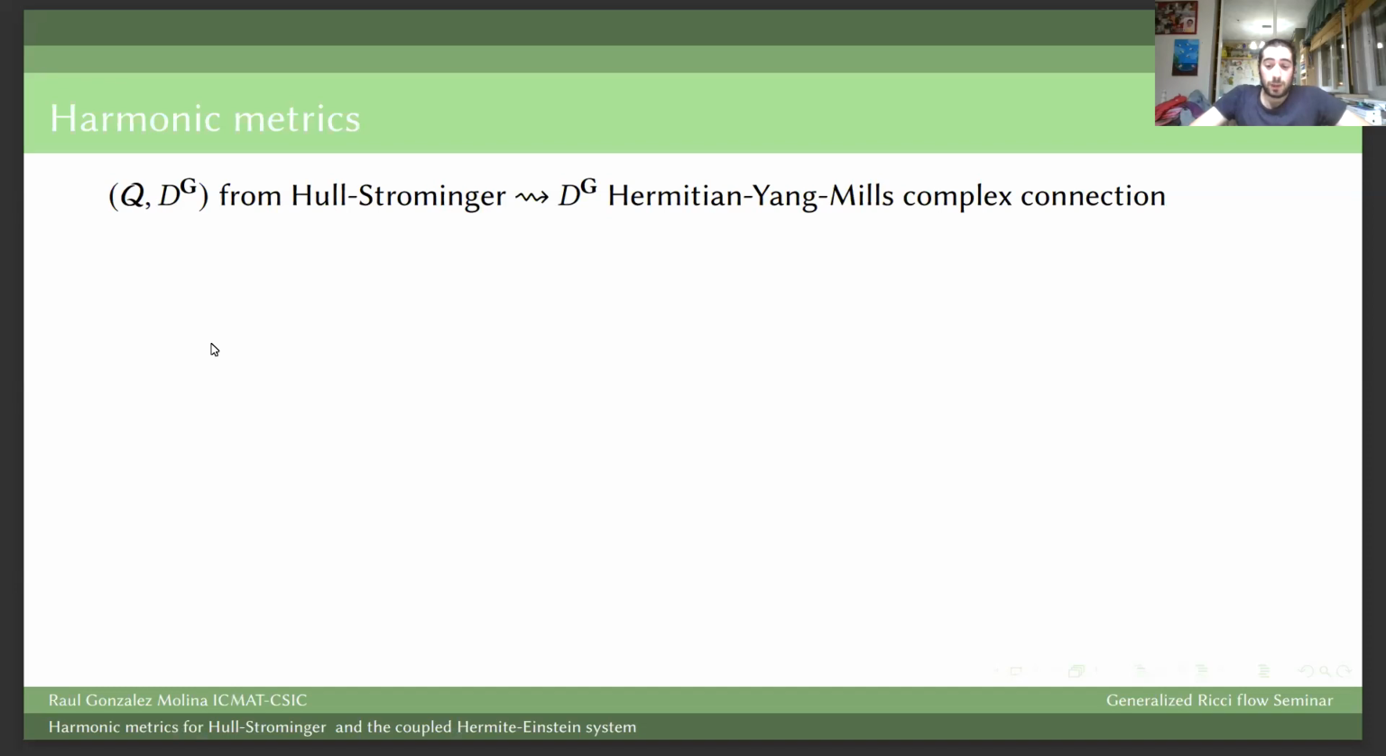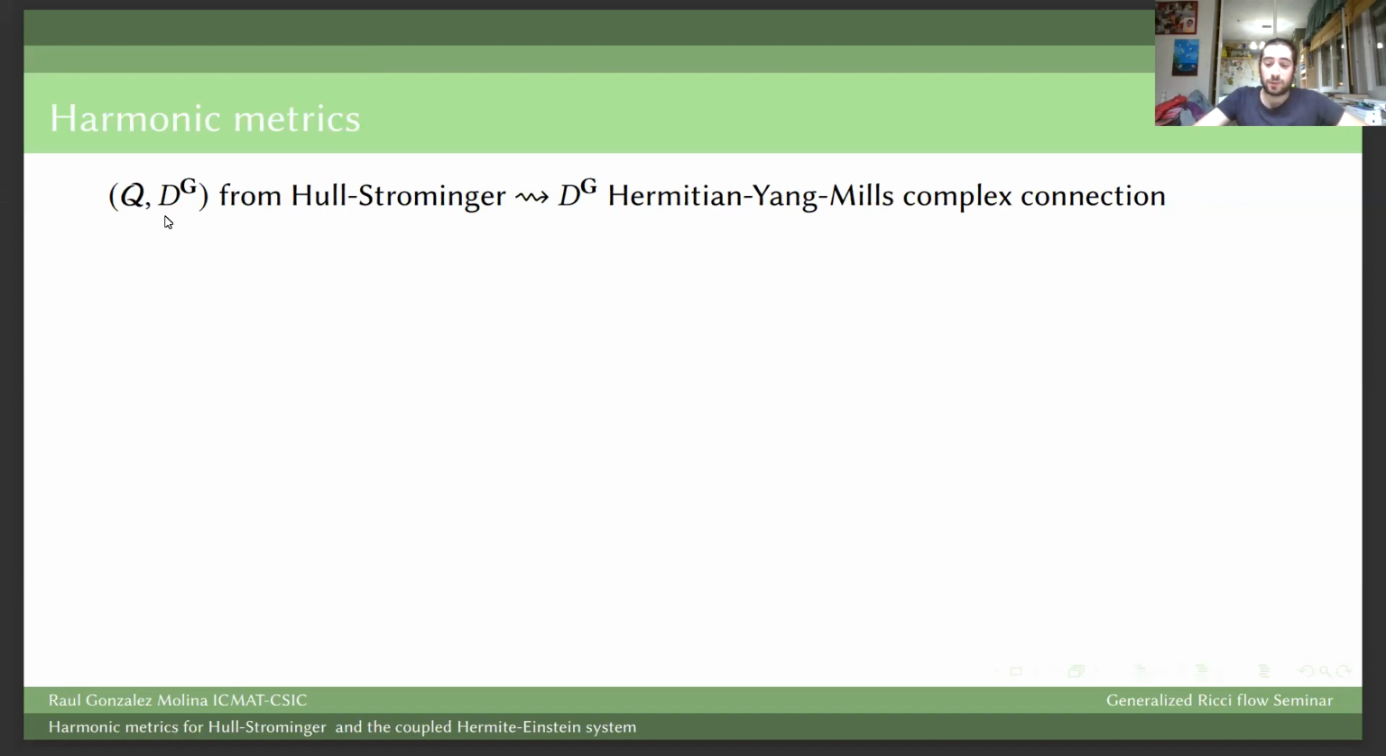So now, these results tell us that we have to rethink our approach. So now we will be inspired by the theory of Higgs fields to proceed. And how do we do that? Okay, so we start with a solution to the Hull-Strominger system and consider this holomorphic string algebroid together with its natural Chern connection.